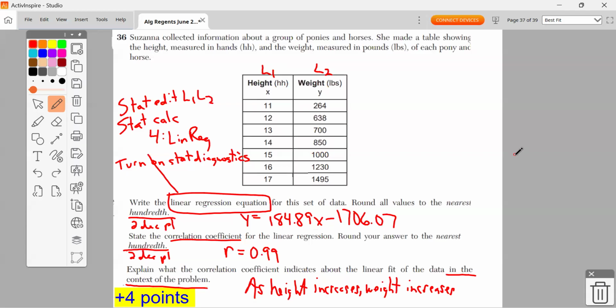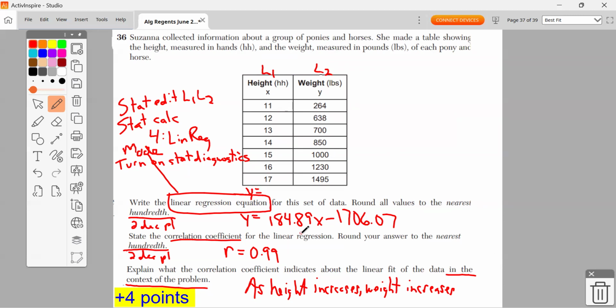In question number 36, Susanna collected some information. Write the linear regression equation. First of all, go to your mode button and turn on the stat diagnostics. Stat edit L1 and L2, type in your data, stat calc number 4 for linear regression. When you do that, you have to write the linear regression equation. Equations have equal signs. You have to have a y equals.